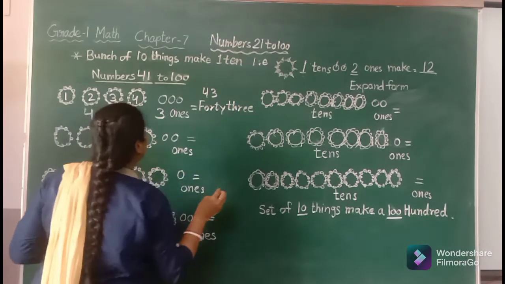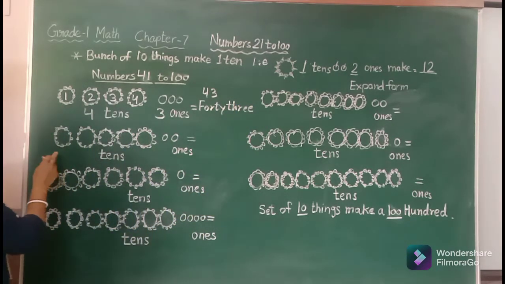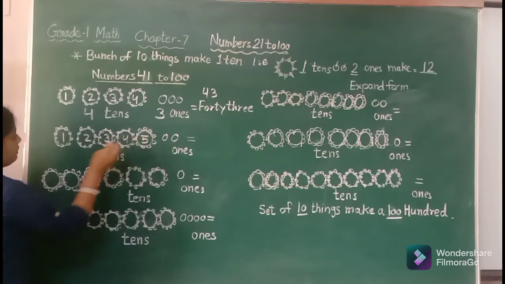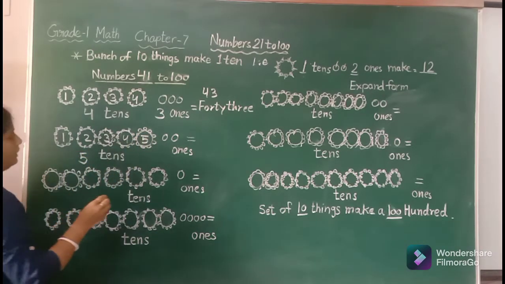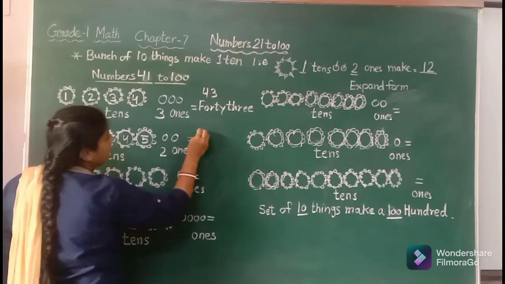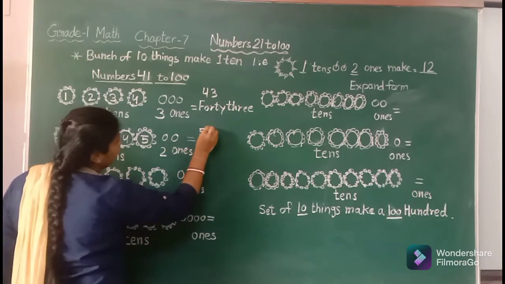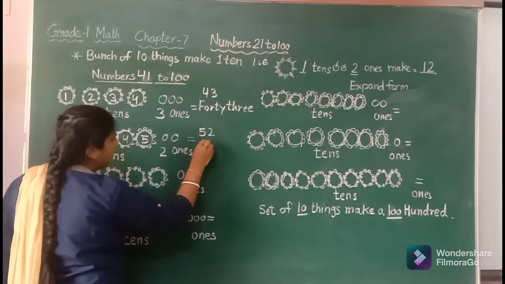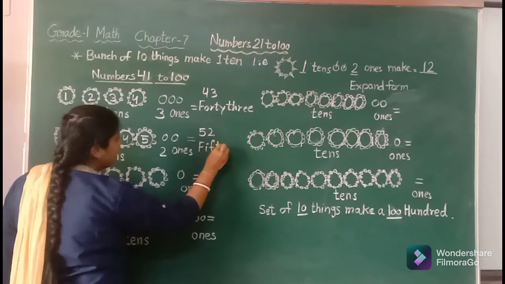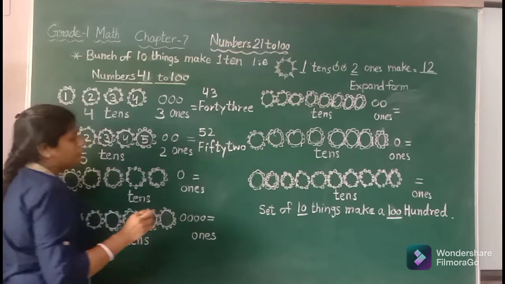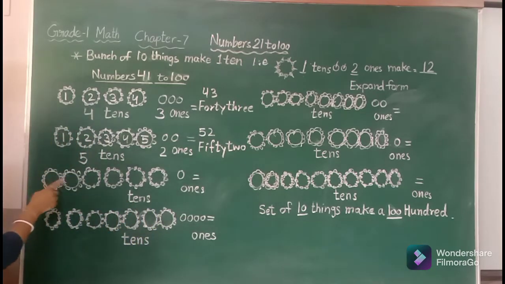F-O-R-T-Y-T-H-R-E-E. 43. Next, we have to see here how many tens are there. 1 ten, 2 tens, 3 tens, 4 tens, 5 tens. So 5 tens is here. And how many ones? 1, 2. 2 ones make a 52. And what is the spelling of 52? F-I-F-T-Y. 50. T-W-O. 2. 52.